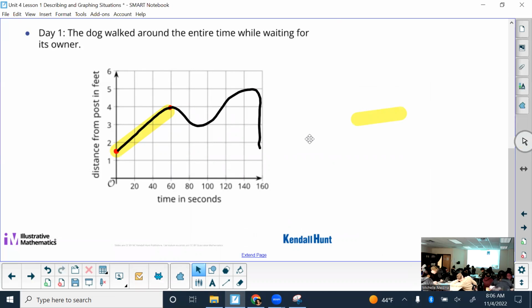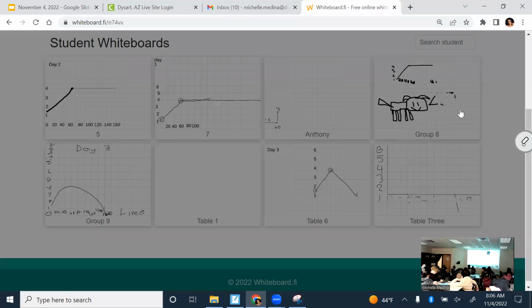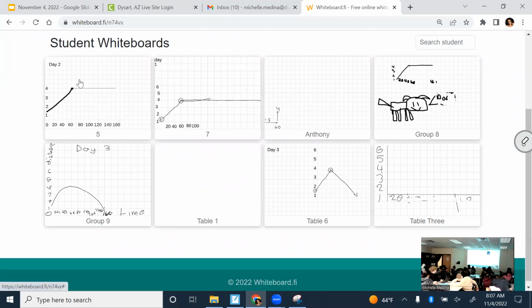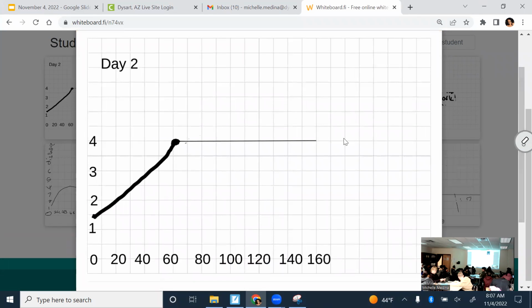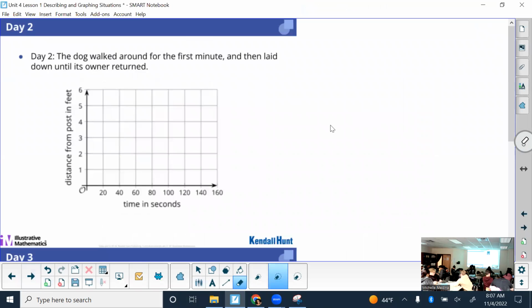Any questions on that? All right, so we could just end the graph there. For day 2, let's see if I have any good examples on here for day 2. All right. So we have the same part that we're supposed to have, right? We said they start here, and 60 seconds after, he goes 4 feet away. Does that match the description we have for day 2? The dog walked around for the first minute, then laid down until its owner returned.